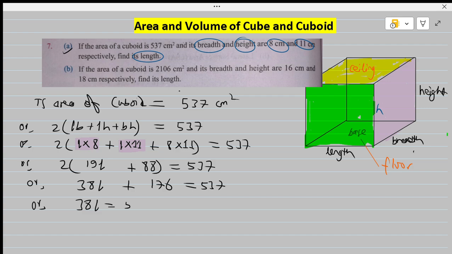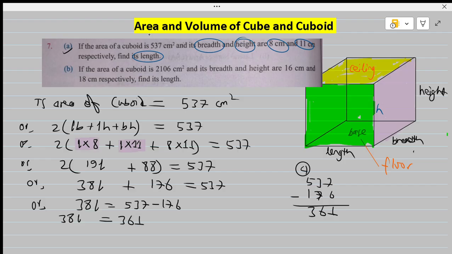So 38L is equal to 537 minus 176. So what do you get there? Let's do it in raw. 537 minus 176. So 6 subtracted from 7, and from 3 we subtract 7, we can't do, so take a carry over. 13 minus 7, you get 6. So there remains 4, 4 minus 1, 3. So we get 361.